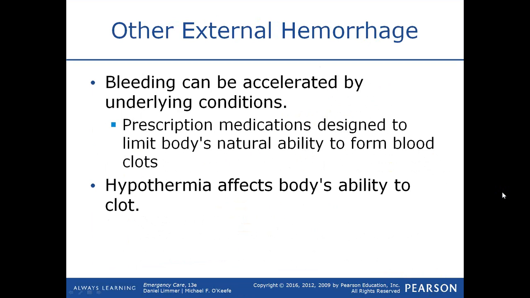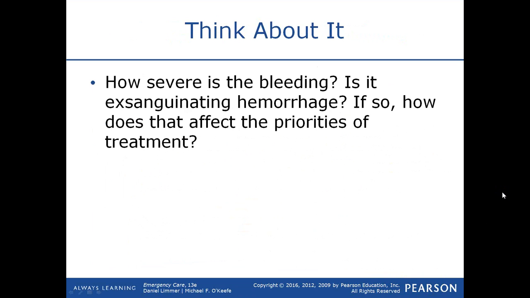Hypothermia also affects the body's ability to clot, and this is really an important bullet point here because oftentimes when we have a multi-systems trauma patient, we're cutting all their clothes off, we're giving them cold oxygen, and we don't realize it, but we make these patients cold. And in doing so, when a person has full body hypothermia, they have a very difficult time in clotting. So if they're hemorrhaging, they're only going to bleed more if they're hypothermic.